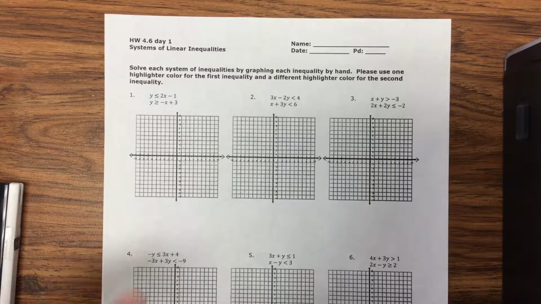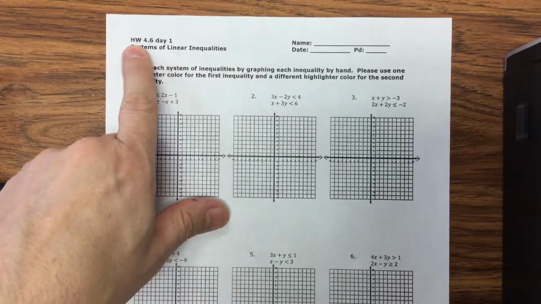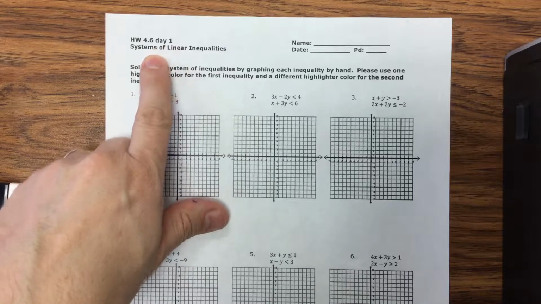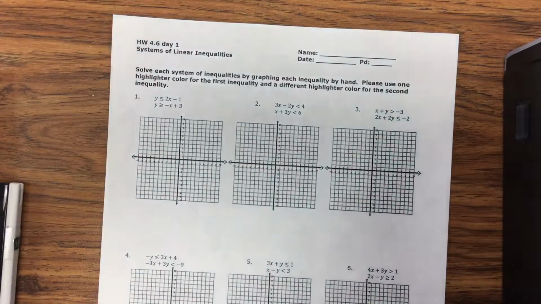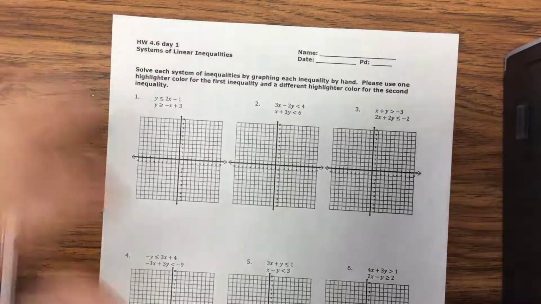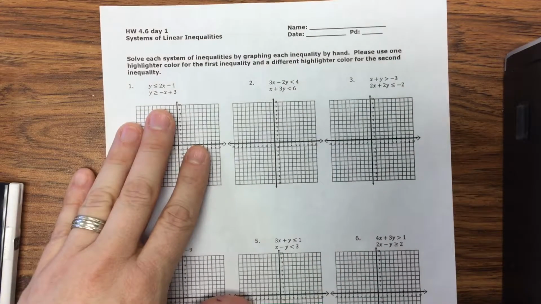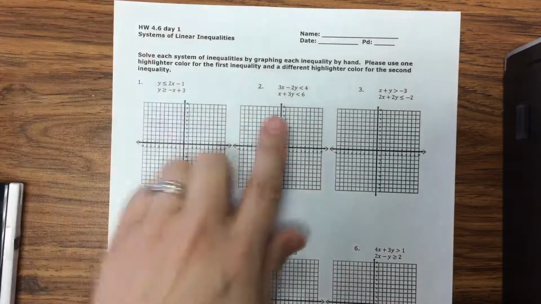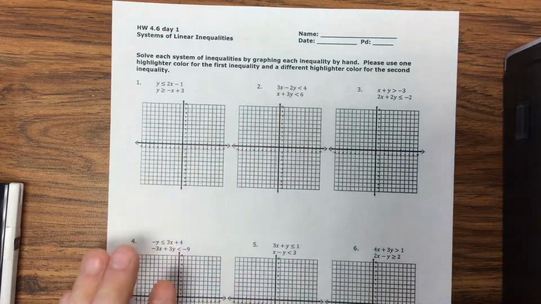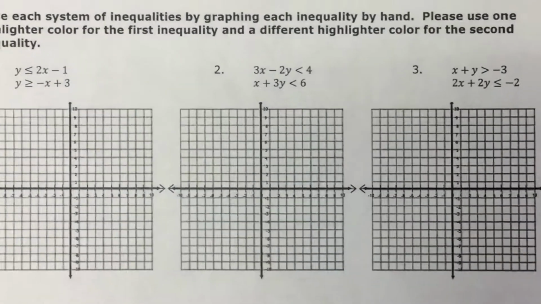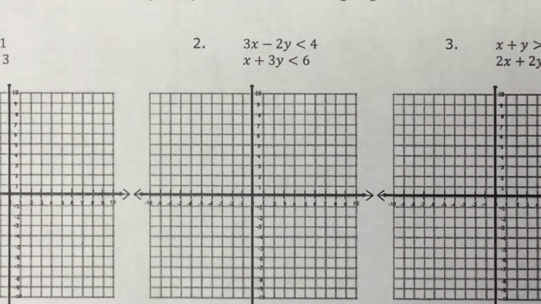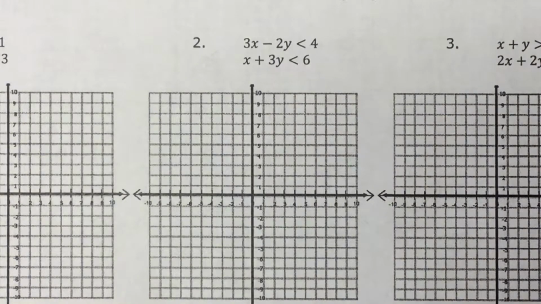Here's some help on assignment for homework 4.6, day 1, systems of linear inequalities. So let's do number 2. Number 1 is pretty easy. Number 2 is a little challenging because neither of your equations are in slope-intercept form. So here's what I want to encourage you to do.